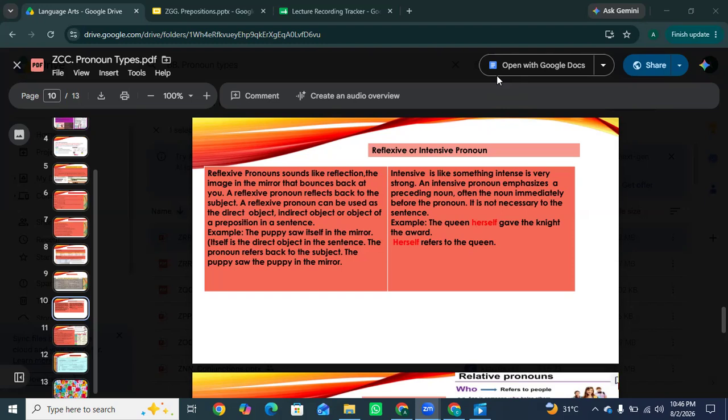Whereas intensive pronouns: intensive comes from intensity, like making something stronger. An intensive pronoun is used purely for emphasis. It highlights or draws special attention to a noun or pronoun that came right before it. So it is not necessary to the sentence. If you remove an intensive pronoun, the sentence still makes complete grammatical sense. Like, the queen herself gave the knight the award. Herself refers to the queen, so it's not needed in the sentence.